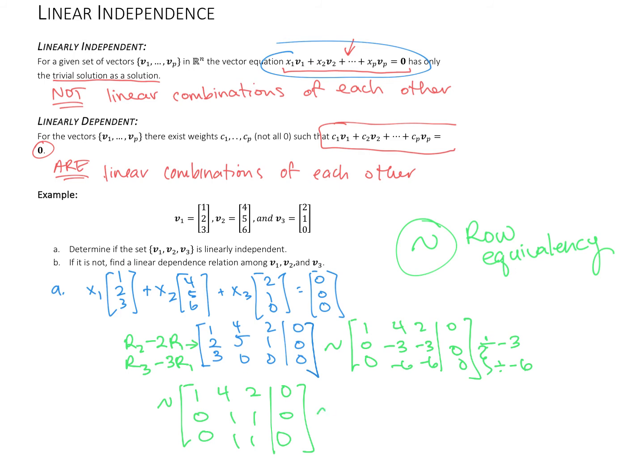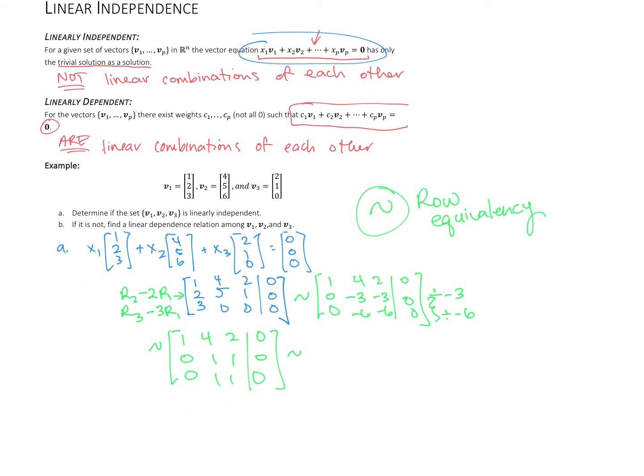And it turns out that if I add these two things together, so if I replace this with row 3 minus row 2, then I get 1, 4, 2, 0, 0, 1, 1, 0, 0, 0, 0, 0.